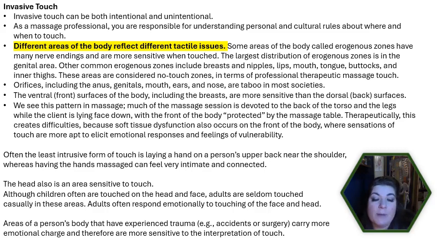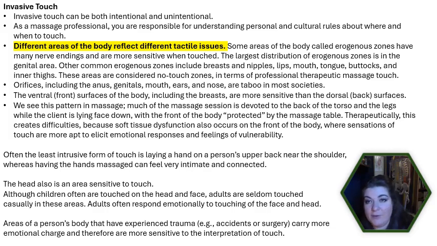Please be careful, because working on the ventral side of the body is going to elicit more feelings of vulnerability in your client, not only in skin sensation, but emotionally as well. Now, the book states that often the least intrusive form of touch is laying a hand on a person's upper back near the shoulder. However, if they've been assaulted or especially attacked from behind before, this could be extremely invasive for them, especially if you're just reaching out and touching them there without warning or asking them first. So please be aware of that.